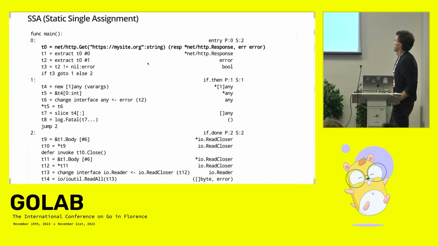You see there are assignments. So the idea is that each assignment is separate. In this case, we see that the HTTP GET call is at the top, and then we see that this function returns two values, the response and an error, and then these are extracted, and then we can basically base our analysis on that. And then you see, as we go down, we see all the logic of the SSA.